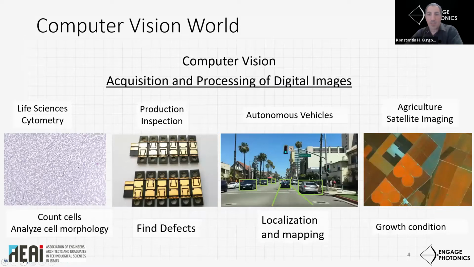Computer vision is the acquisition and processing of digital images. We want to deduce useful information about objects in the real world. It can be cell counting and morphology analysis in cytometry. It can be finding defects in the production line, localization and mapping for autonomous platforms like robots or vehicles, or utilizing multispectral satellite imagery to make agricultural decisions.